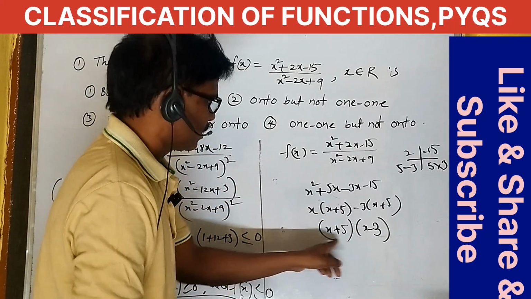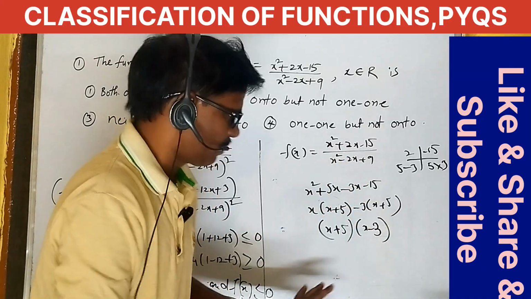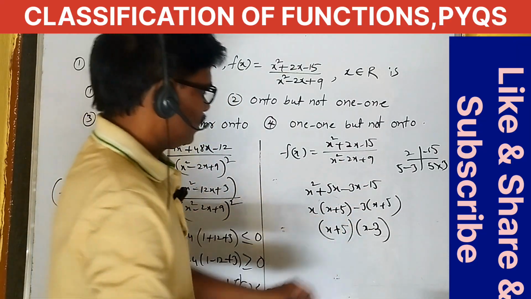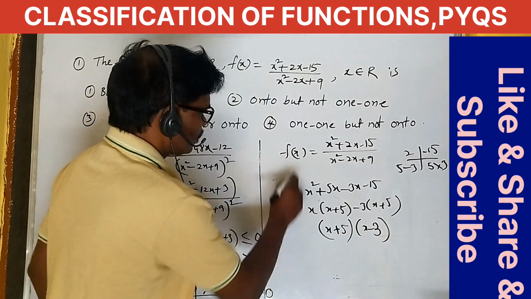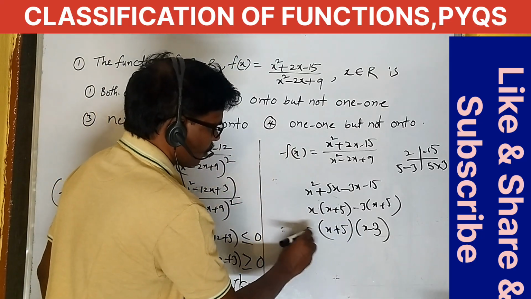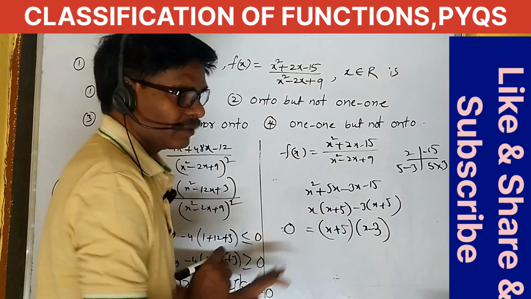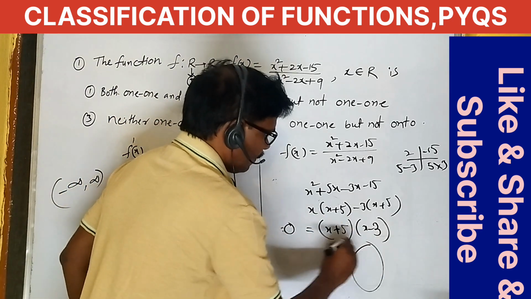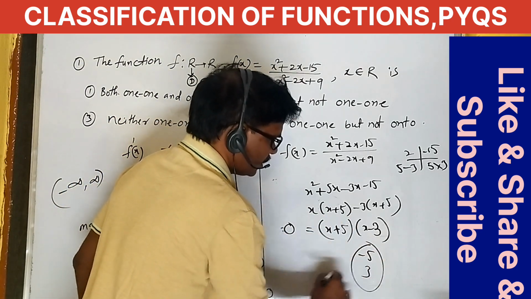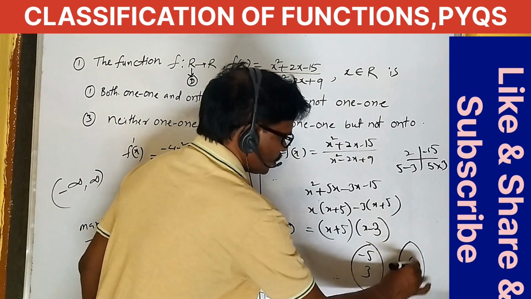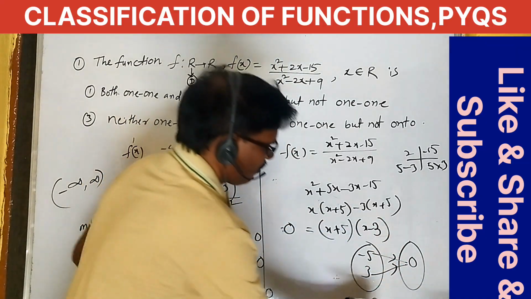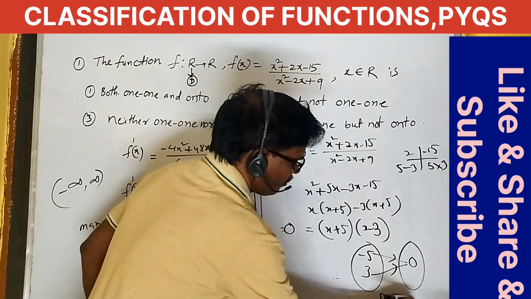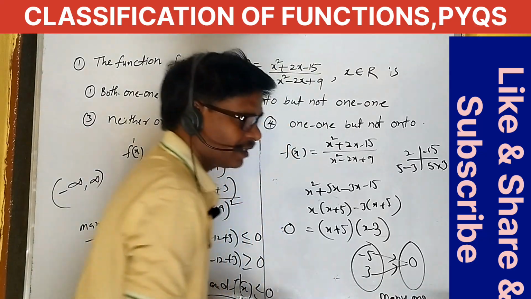Okay, this is one quadratic equation. Suppose for example f of x is equal to 0, right? Then x is equal to minus 5 and x is equal to 3. This is mapping to 0, and this is also mapping to 0. This is the many-one function.